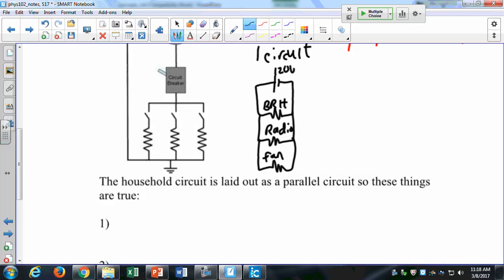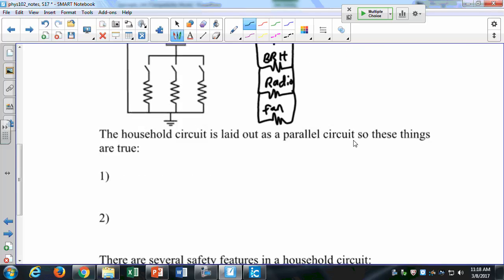Now that's important because that makes a couple things true. What is it about devices in parallel? What do we know about resistors in parallel? They all have the same voltage. And that's one of the main reasons all devices will operate at the same voltage.